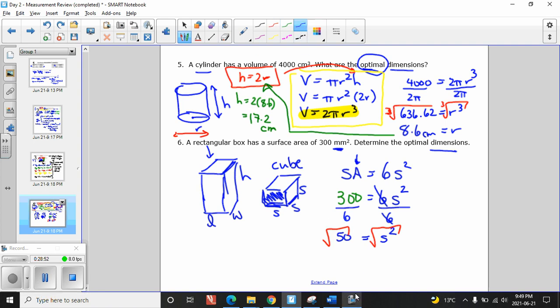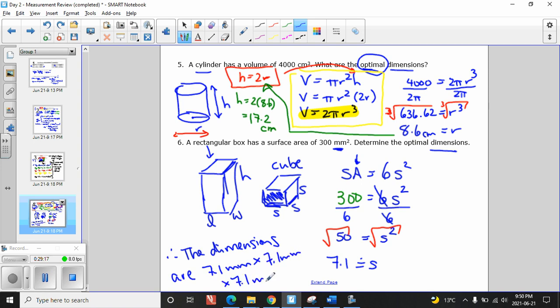And the square root of 50 is approximately 7.1. Therefore, the dimensions are 7.1 millimeters by 7.1 millimeters by 7.1 millimeters. It's a cube. All right, so that's it for measurement.